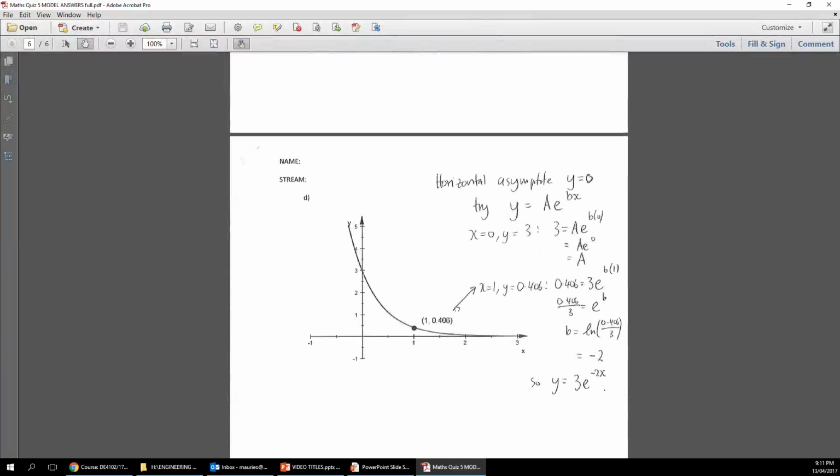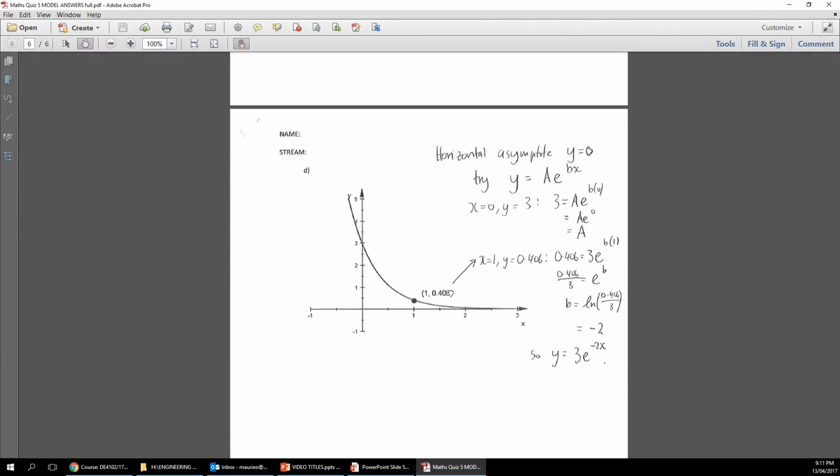And then finally we come to this graph here. It has a horizontal asymptote at y equals 0. We're going to try a e to the bx, so it's a similar approach as Stu. x equals 0, y equals 3. We can see that substituting for that, 3a equals 3, and then substituting again for the 0.406, we can see that what we get there is x equals 1, y equals 0.406.